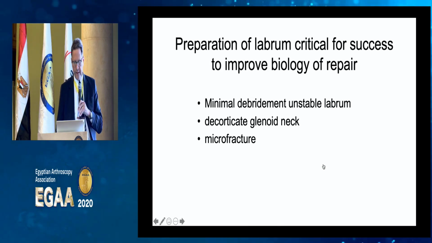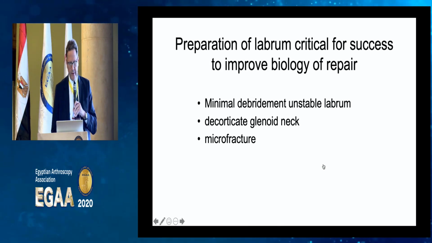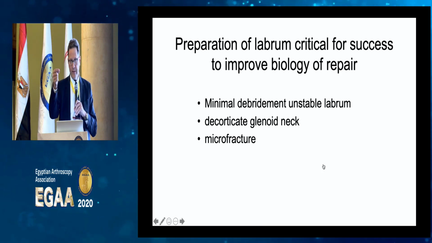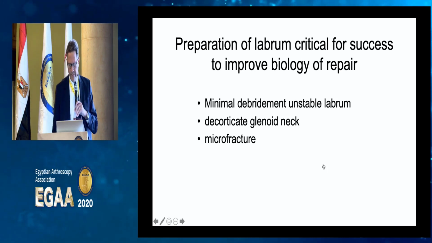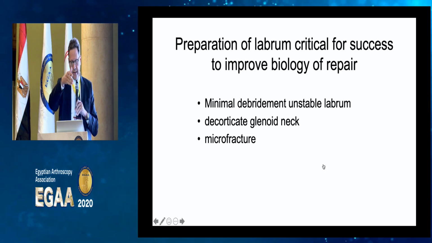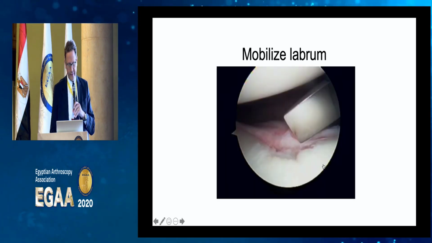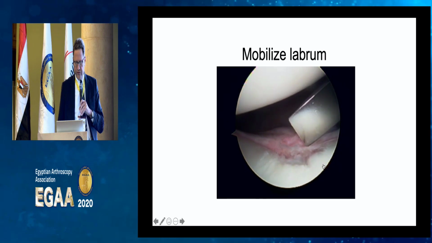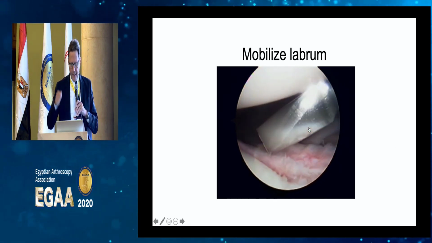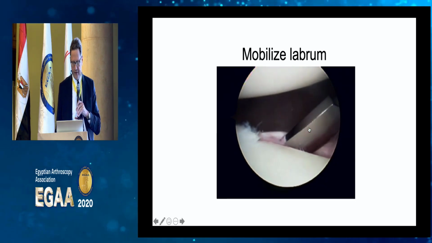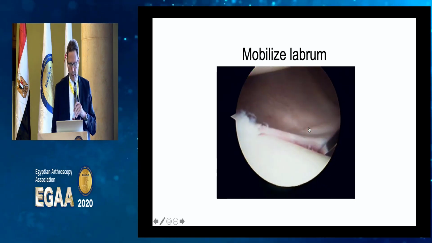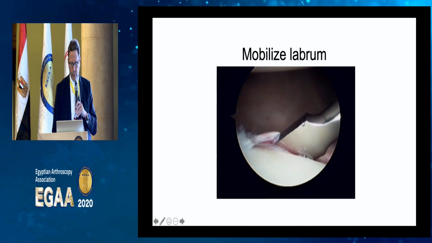So you want to minimally debride the labrum, decorticate, use a shaver to decorticate the glenoid neck. Sometimes I use a microfracture to get some bleeding in that area if I don't see it bleeding very well, just along the anterior glenoid neck, of course not on the articular surface. You can use some sort of device like this, again, scraping the bone to create some healing, some scar tissue in that area. And immobilization is very important.